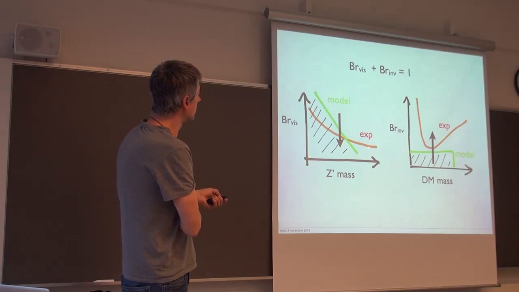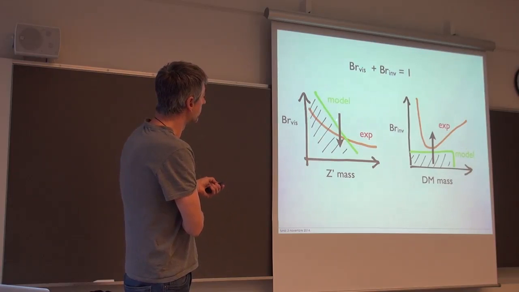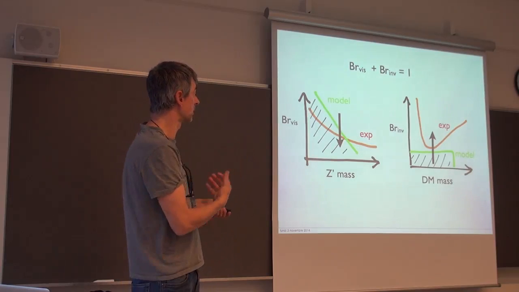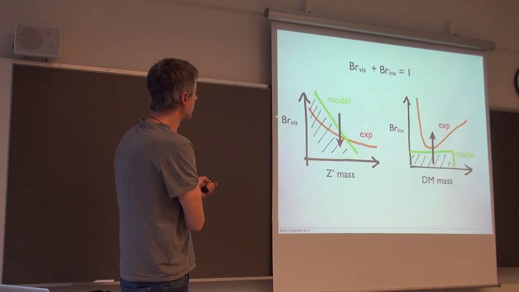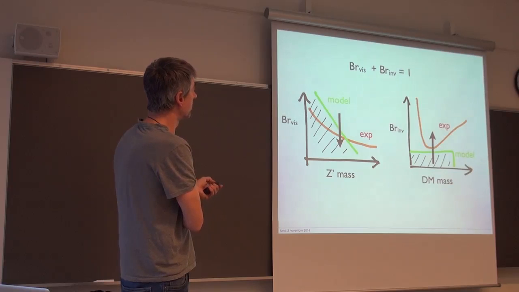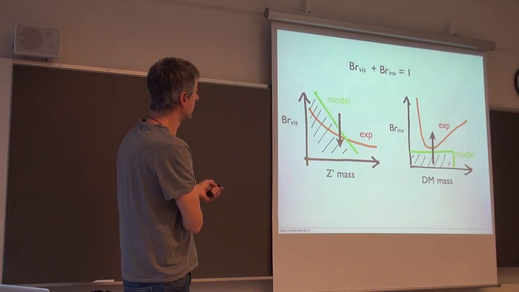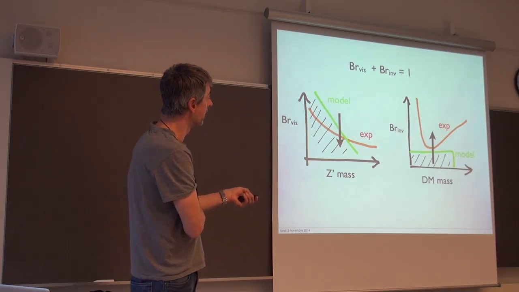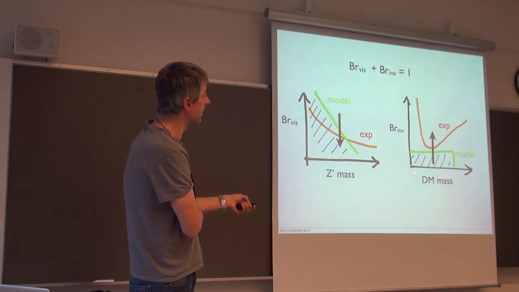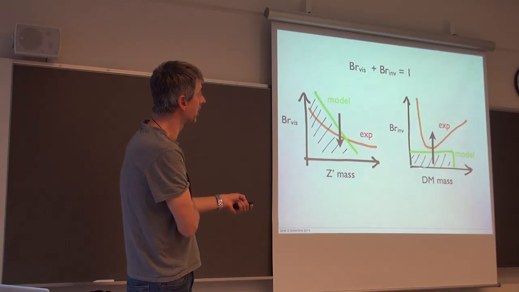Okay. So this is what you get from experiment. And one way of decreasing the constraint from LHC is by decreasing the visible branching. So this theoretical limit of prediction goes down if you decrease the visible branching. But at the same time, you may look at the direct detection plane.